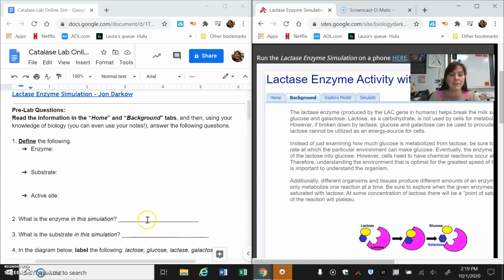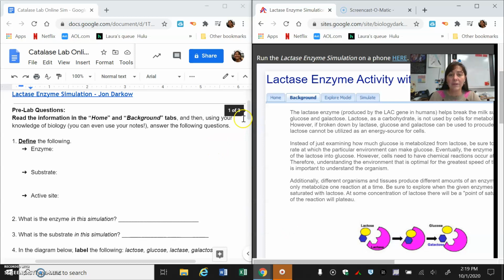And you're going to literally go through, here's a picture here. It says, what is the enzyme in this situation? You know that an enzyme always has an ASE ending. You're going to read through that and you'll see that. So there we go, we got lactase. What is a substrate in this simulation? Well, the substrate is the thing that comes into it. So lactose, an OSE ending.